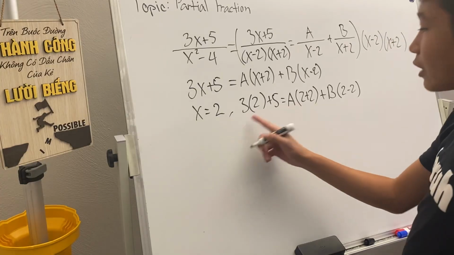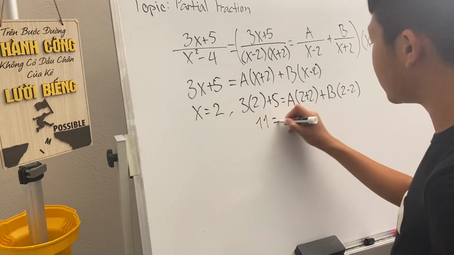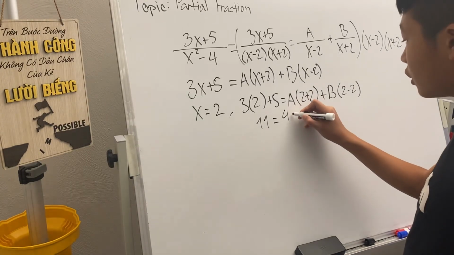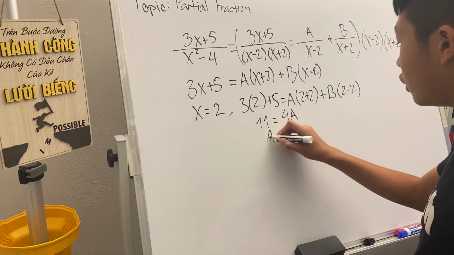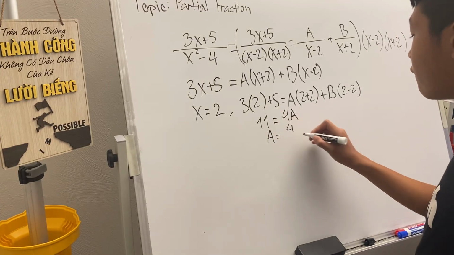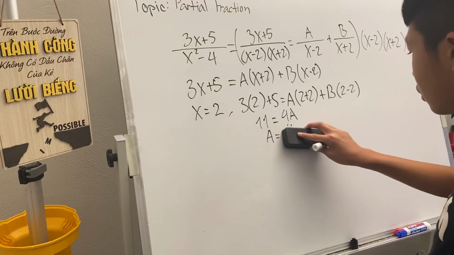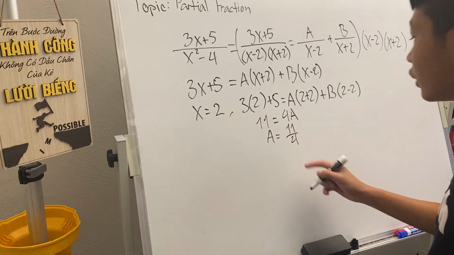Yes. 3 times 2 is 6. 6 plus 5 is 11. That's equal to A times 2 plus 2, which is 4. So 4A. And this cancels, so we just get A equal to 11 over 4. So that's what A is.